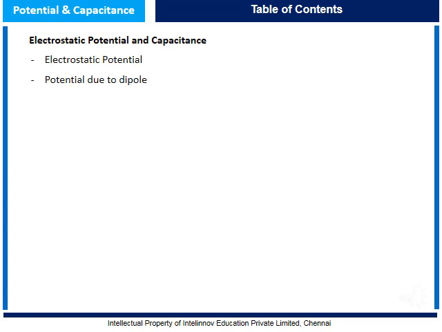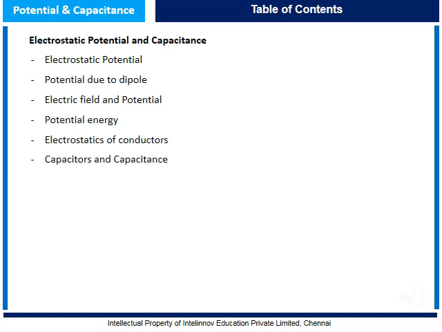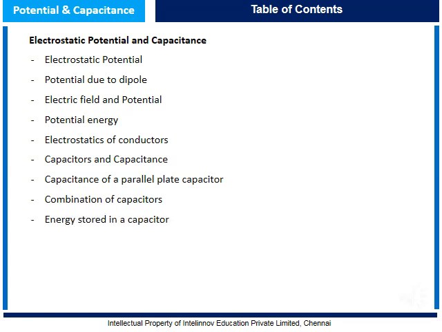Let us now discuss electrostatic potential and capacitance. In this chapter we are going to discuss important points on several topics, which are electrostatic potential, potential due to dipole, electric field and potential, potential energy, electrostatics of conductors, capacitors and capacitance, capacitance of a parallel plate capacitor, combination of capacitors, energy stored in a capacitor, followed by practice questions.